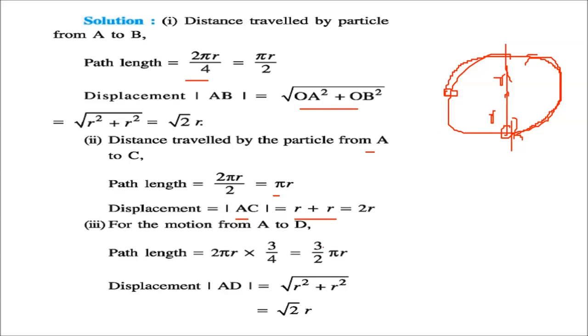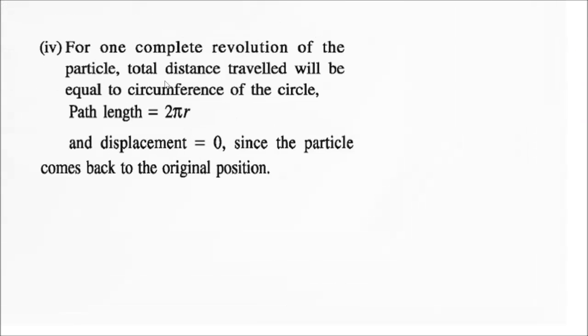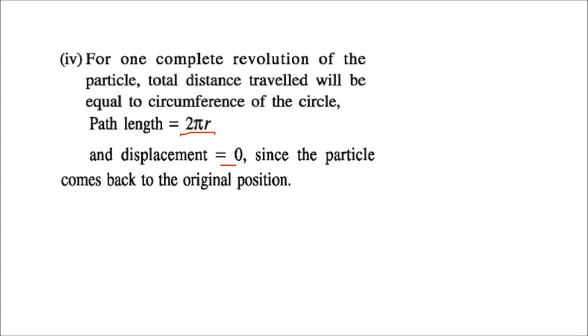From A to D, that is this point to this point, this has to be taken totally. So this is 3/4 of 2 pi r. 2 pi r is the total circumference, so we have to take only 3/4. So this will be the path length, and displacement again will be root of r square plus r square, root 2 r. But at the final position, if we come back here, the displacement will be 0 and the distance will be the whole 2 pi r, which is being shown here. The path length will be 2 pi r, displacement will be 0, because the particle has come back to its original position, and because it has traveled totally, the path length or distance will be 2 pi r.